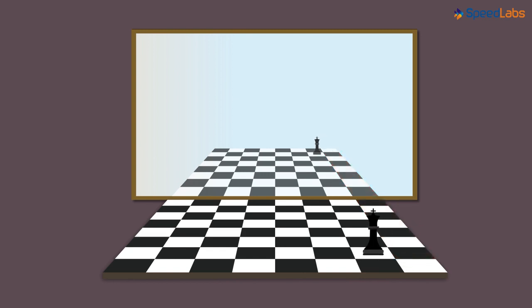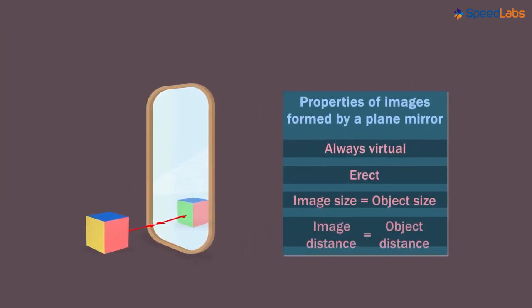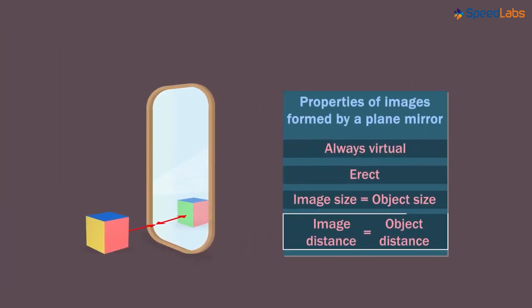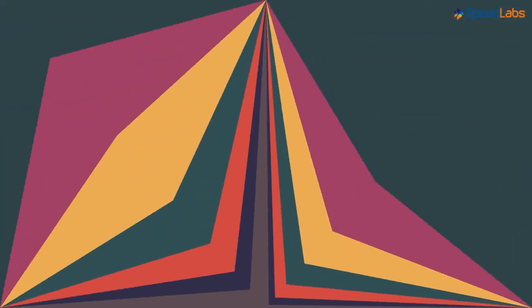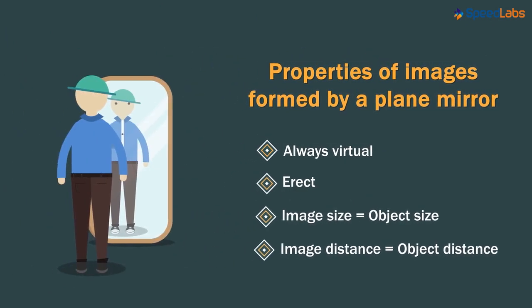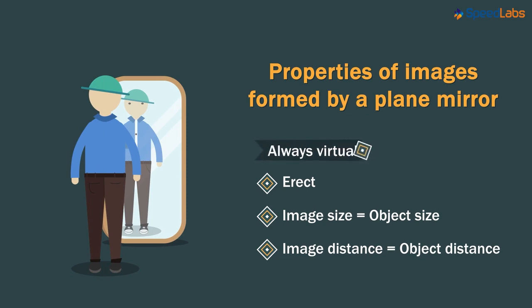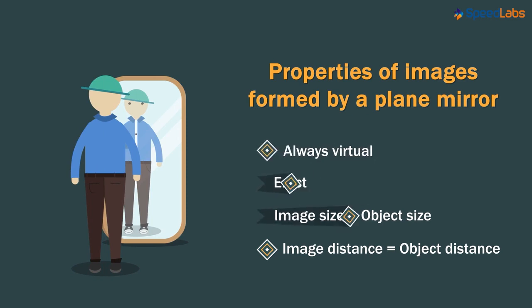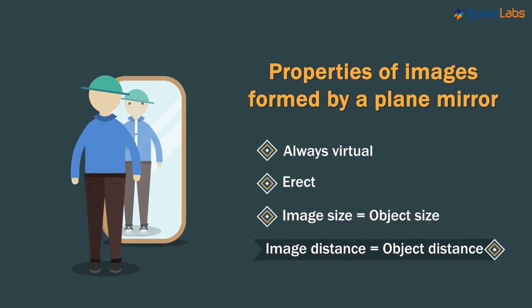You can move this king anywhere on the chessboard and find out if its image is always at the same distance from the mirror as the king is. So the fourth property of an image formed by a plane mirror is that the image is always at the same distance from the mirror as the object is. Let's discuss the last property remaining. We now know that when we stand in front of a mirror, our image is virtual and erect. It is of the same size as the object, and finally, it's at the same distance away behind the mirror as the object is in front.